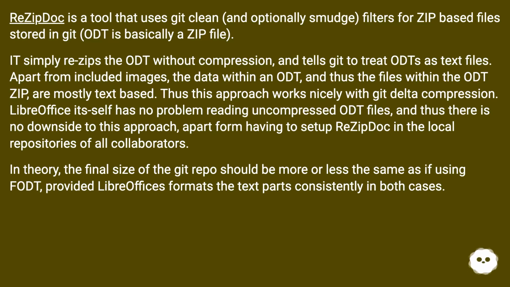LibreOffice itself has no problem reading uncompressed ODT files. And thus there is no downside to this approach, apart from having to set up ReZipDoc in the local repositories of all collaborators. In theory, the final size of the GIT repo should be more or less the same as if using FODT, provided LibreOffice formats the text parts consistently in both cases.